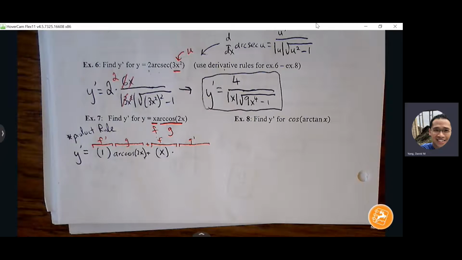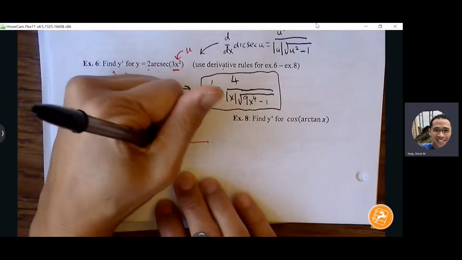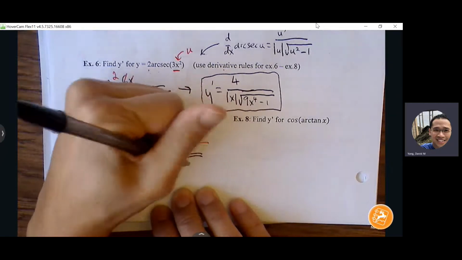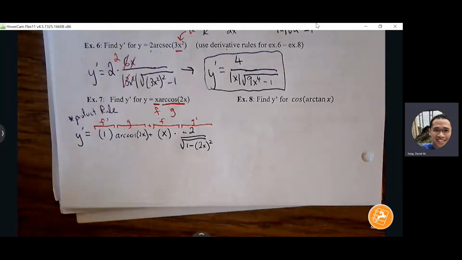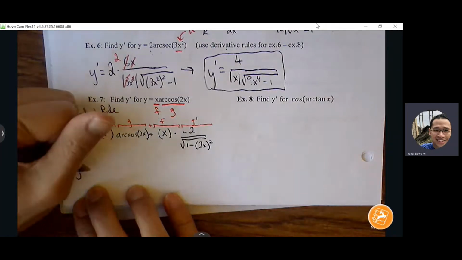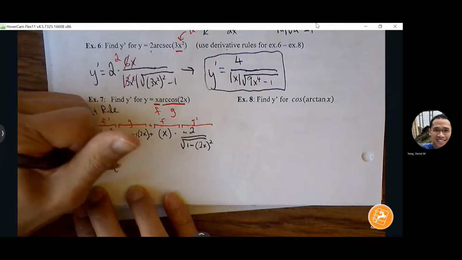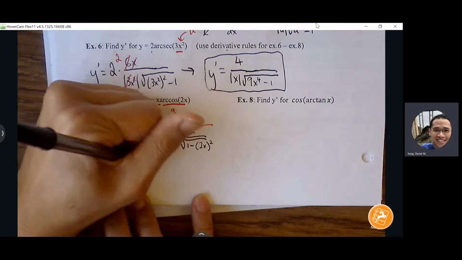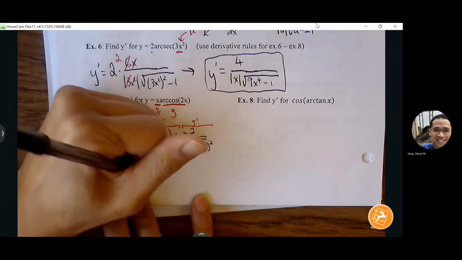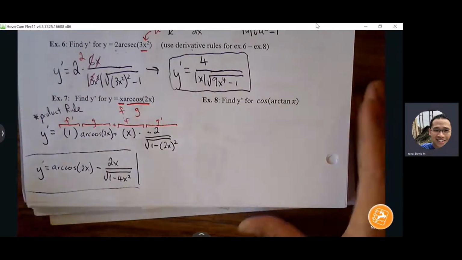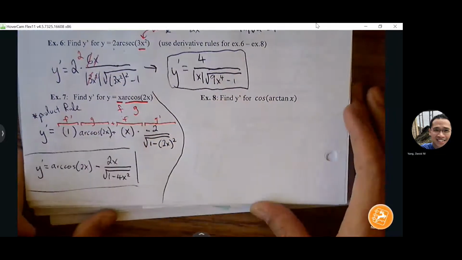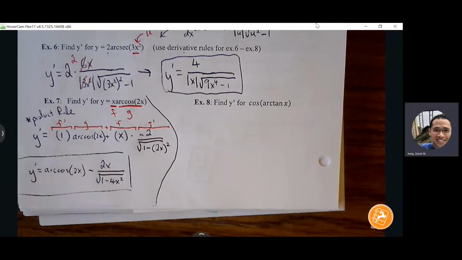Arc cosine's derivative is the same thing as arc sine, just with a negative in front. So negative u prime over square root of 1 minus u squared. Okay, a little bit of cleanup. Okay, questions with 7?